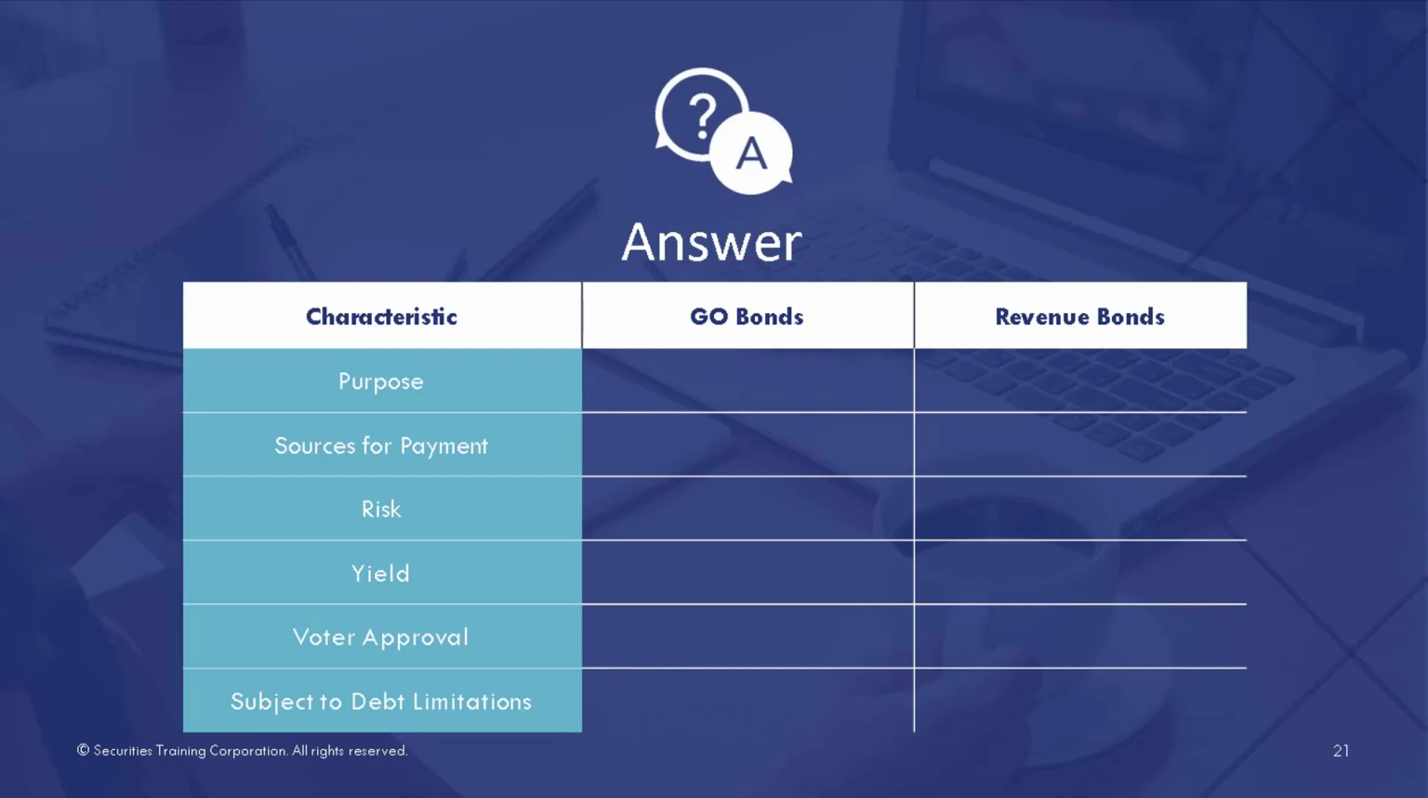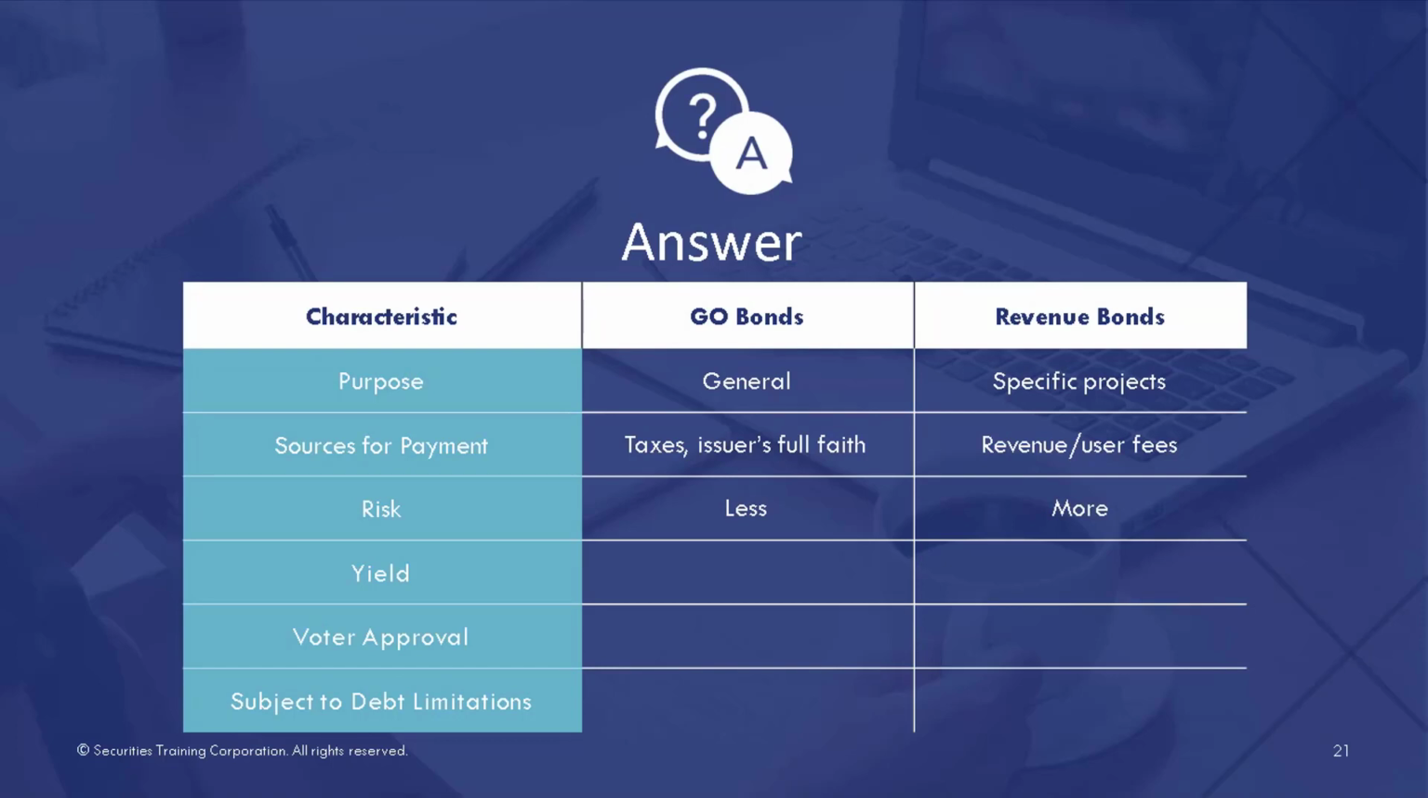Okay, let's take a look at the answers. The purpose of why they're issued: general obligation bonds are more general purpose, where revenue bonds are for specific revenue-producing facilities, for the bridge, for the airport, for the sports stadium, what have you. What are they backed by, the sources of payment? GOs, the full faith, credit, and taxing power of the municipality, where revenue bonds is the revenue produced by the facilities. Which ones entail more risk? Which ones less? GOs have less risk. Revenue bonds have more risk.